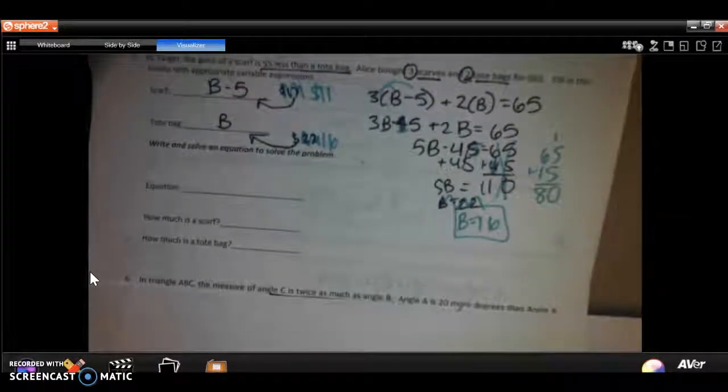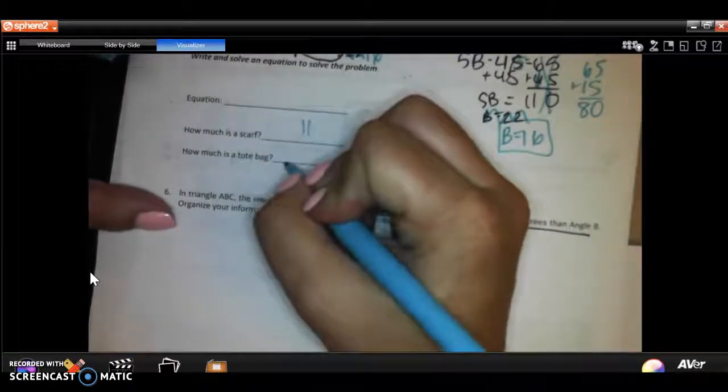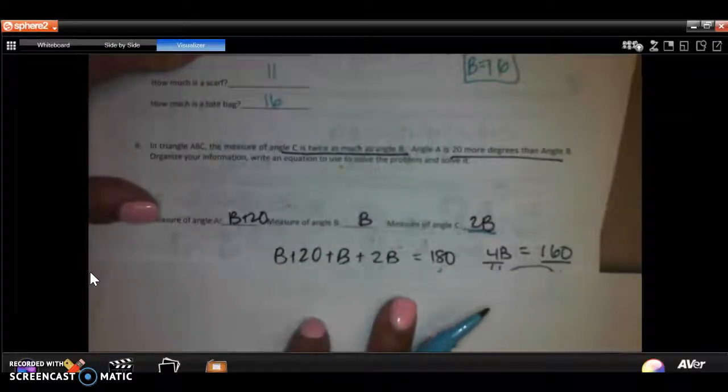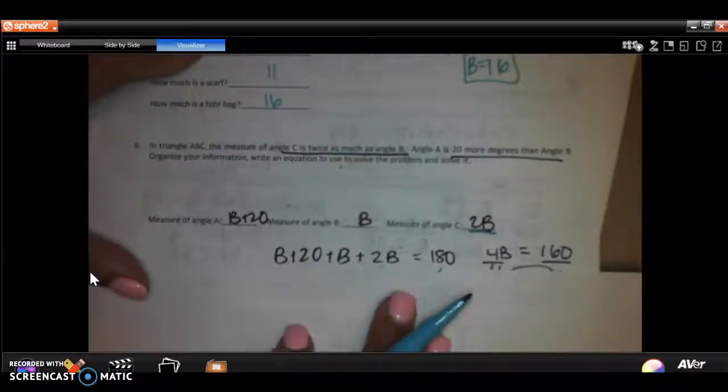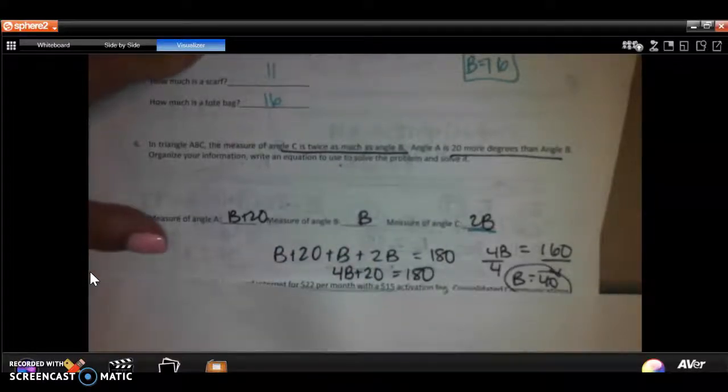We did all of that up above. So a scarf should have been 11, right, and a bag was 16. This next one says in a triangle ABC, the measure of angle C is twice as much, so that's where I got 2B as B, and A is 20 more than angle B, so B plus 20. We talked last week about how in every single triangle there is 180 degrees, so I put all of that equal to 180. So you have 4B plus 20 equals 180.